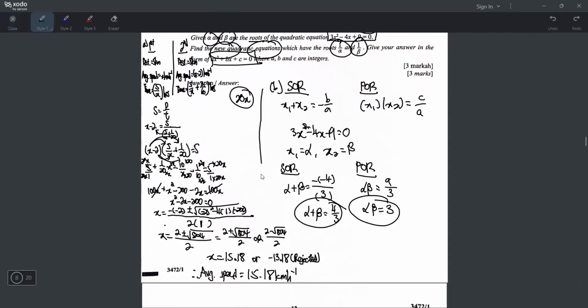But when you do the sum and product for the second time, you don't have the a, b, c because you're trying to form the equation. So your sum of roots for the new one will be what? 1 over alpha and 1 over beta.